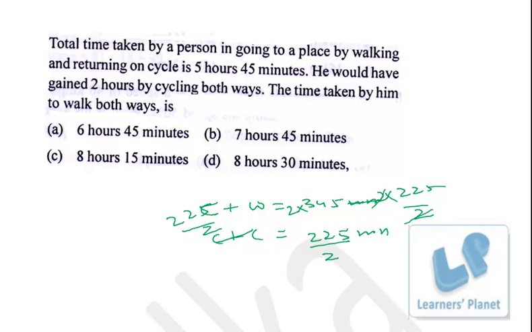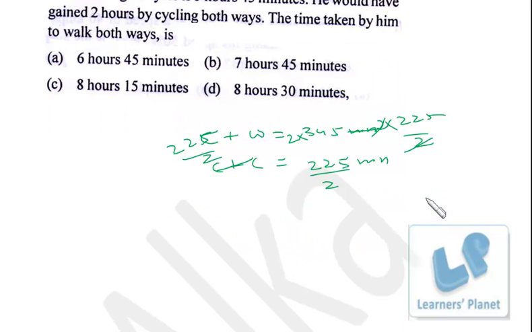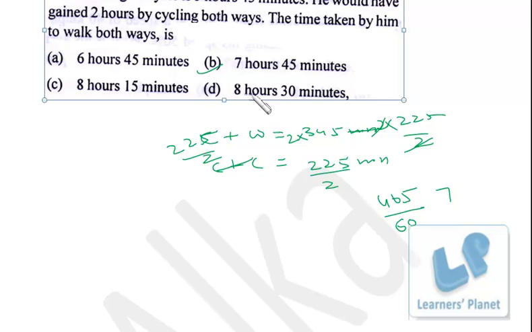Okay. So 2 into 345 is 690, and 690 minus 225 is 465, right? So 465 minutes it will take if he walks both the ways. So that's divided by 60. So 7 hours is 420 minutes, then 45 minutes left. So that is 7 hours 45 minutes.